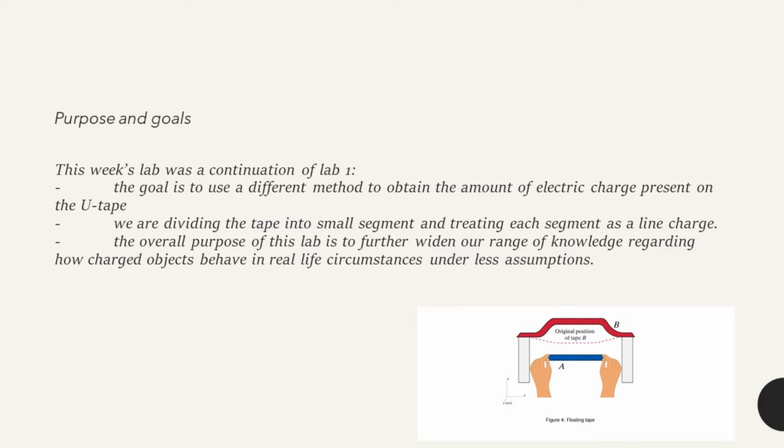This week's lab is basically a continuation of the first lab that we had, but the goal is to use a different method of obtaining the amount of electric charge on the U-tape. Instead of assuming that the whole tape acts as a point charge, we are dividing the tape into small segments and treating each segment as a line charge. The overall purpose of this lab is to further widen our range of knowledge regarding how charged objects behave in real-life circumstances under fewer assumptions.